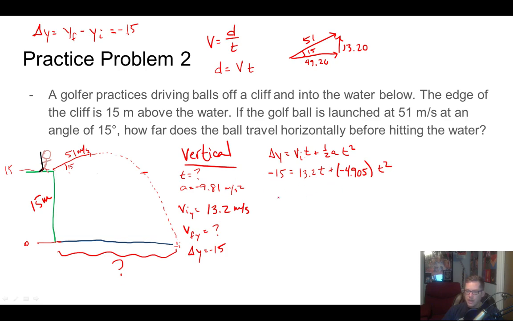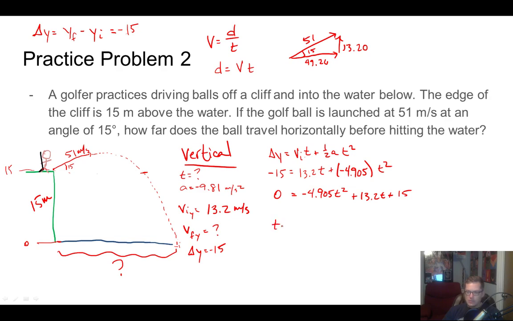All right, now we'll add over, so we'll say 0 is equal to, and let's rearrange this so it's more like a quadratic we're used to, negative 4.905 t squared plus 13.2 t plus 15. Okay, so that is that, guys. So this is our a's, this is our b's, this is our c's.